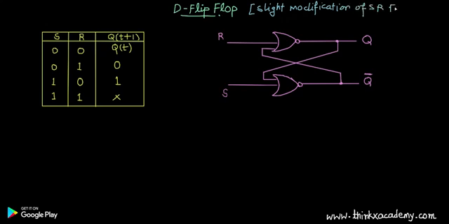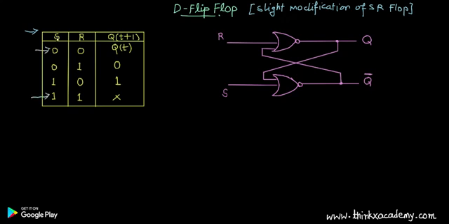In the previous tutorial, we have already studied the SR flip-flop, and here is the circuit diagram and the characteristic table of the SR flip-flop. So let's see what the slight modification will be. We are going to modify this circuit diagram and the characteristic table so that we can ignore some undesired conditions. If we take a look at this characteristic table of the SR flip-flop, you can consider these two conditions.